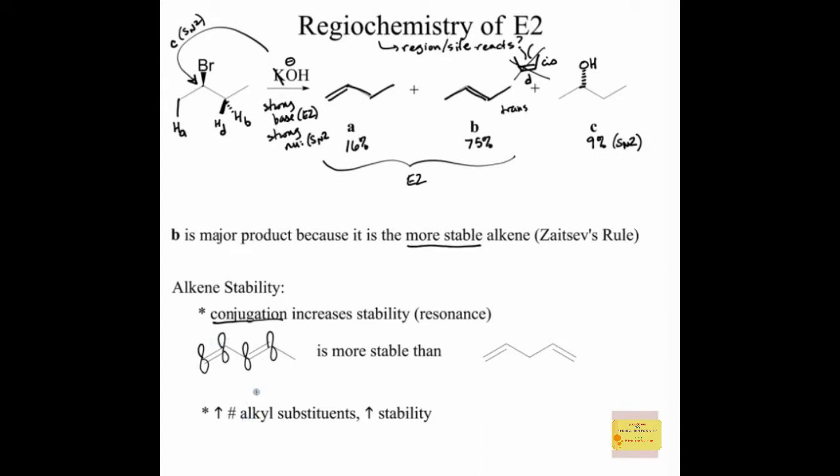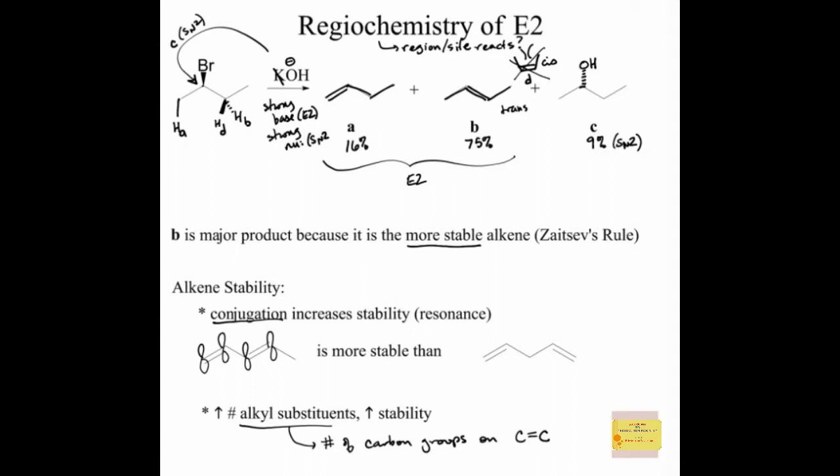Okay, so if you happen to already have a double bond in the structure, when you go to form a second double bond, if it's possible to put that new double bond in conjugation with the original one, that would be a good thing. Another rule is that as you increase the number of alkyl substituents on the double bond, you increase stability. Now, what do I mean by alkyl substituents? These are the number of carbon groups on the carbon-carbon double bond.